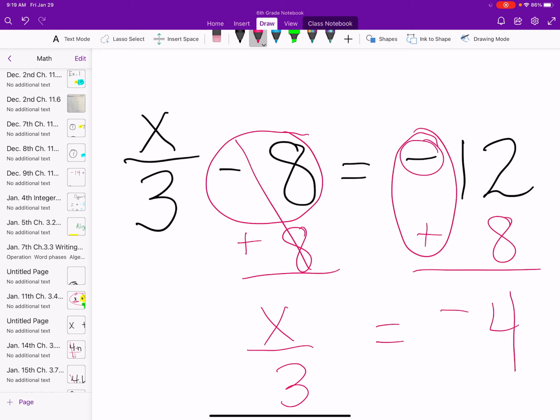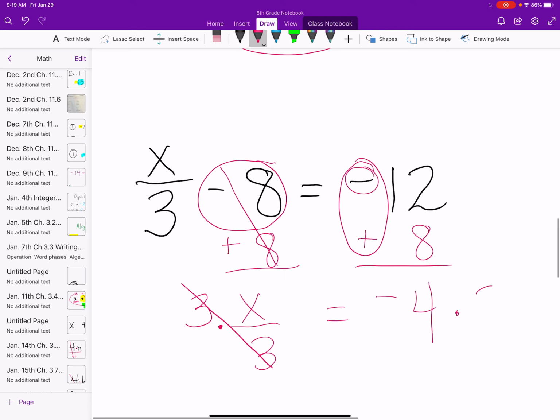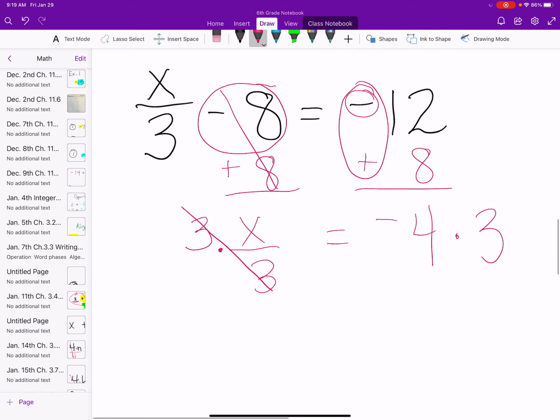You could ask yourself, what divided by 3 gets me a negative 4? If you can't think of that in your head, you're going to do the opposite of x divided by 3, and the opposite would be multiplying by 3. So I'm going to multiply by 3 on both sides. And then I get x all by itself here, which is what we want, and negative 4 times a positive 3 gets us negative 12 as our answer.